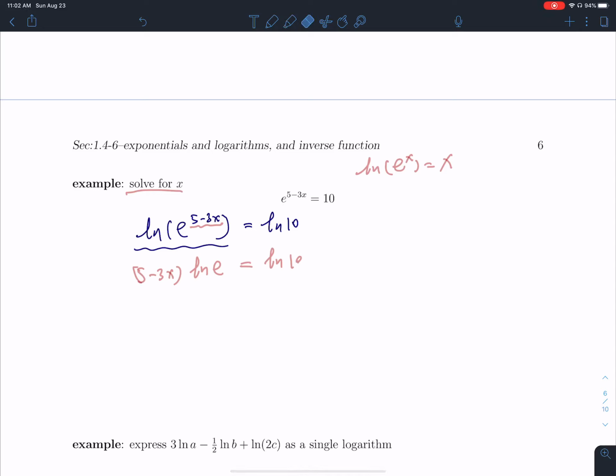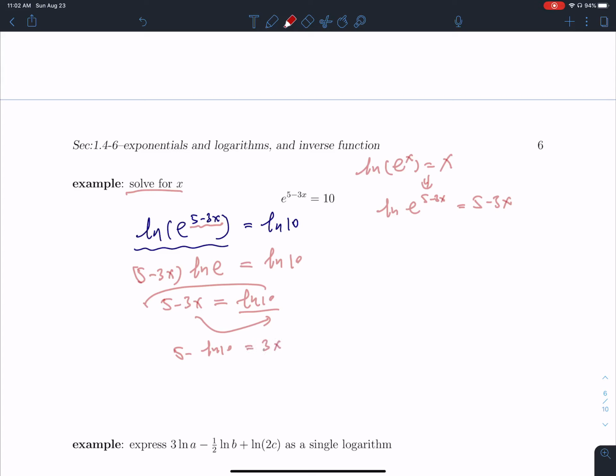So this tells us the same thing, because the left-hand side over here is indeed 5 minus 3x. So what is x? We move this to the left and move this to the right. So we get 5 minus log 10 equals 3x. So x equals (5 minus log 10) over 3. So this is our answer.